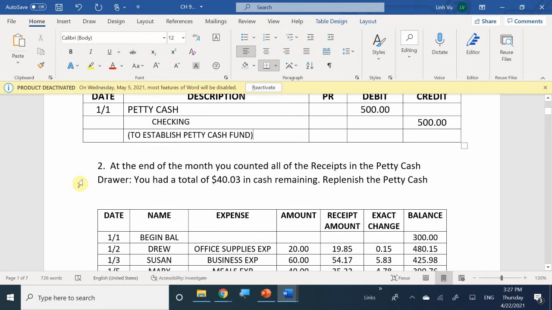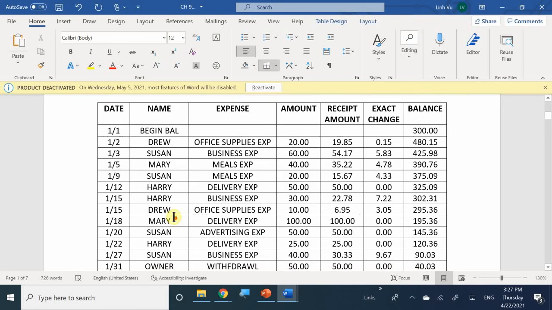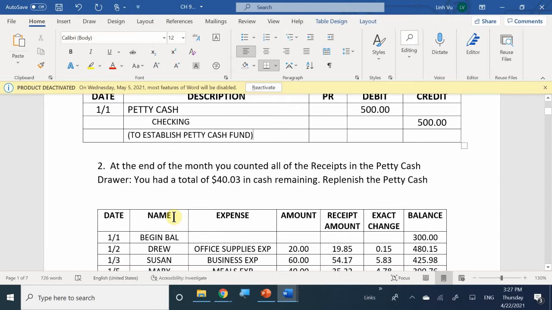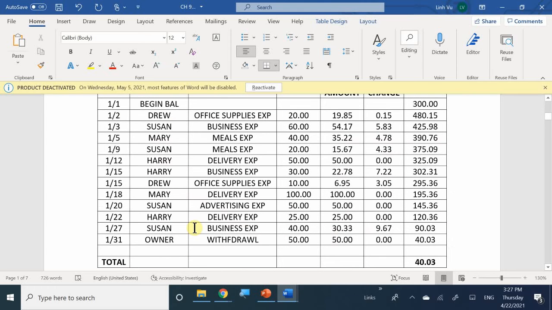Then question number 2 says, at the end of the month, you counted all of the receipts in the petty cash fund, and you had a total of $40.03 in cash remaining. Now we need to replenish the petty cash fund. So how are we going to do this?